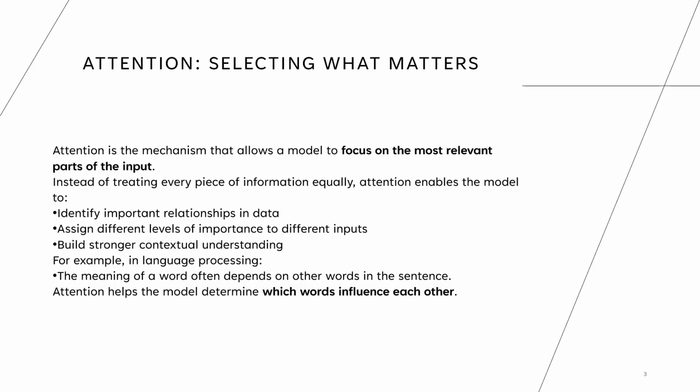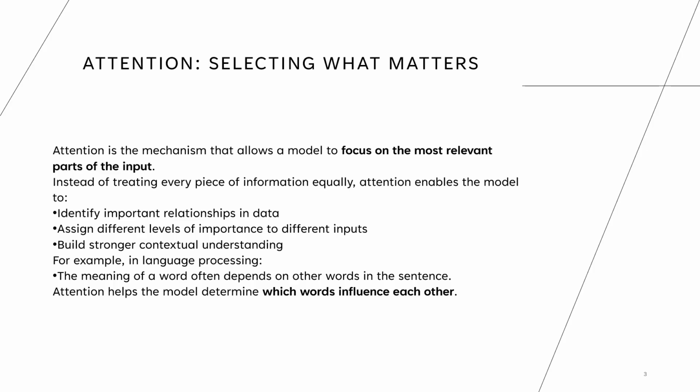To understand this idea, imagine reading a sentence. When you interpret the meaning of a particular word, you naturally pay attention to other words that influence its meaning. For example, pronouns such as he, she, or they depend on earlier words in the sentence to make sense. Attention mechanisms allow neural networks to perform a similar process. The model evaluates relationships between different parts of the input and assigns different levels of importance to each connection.